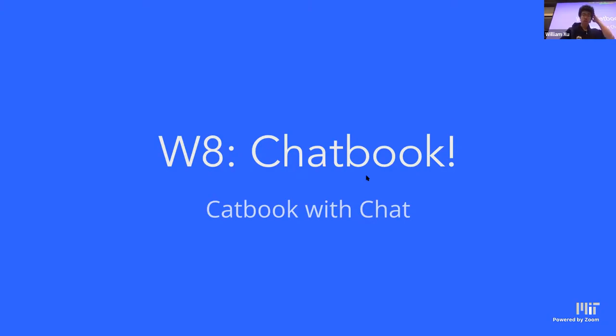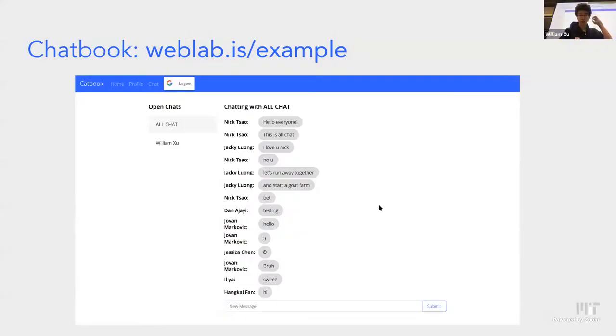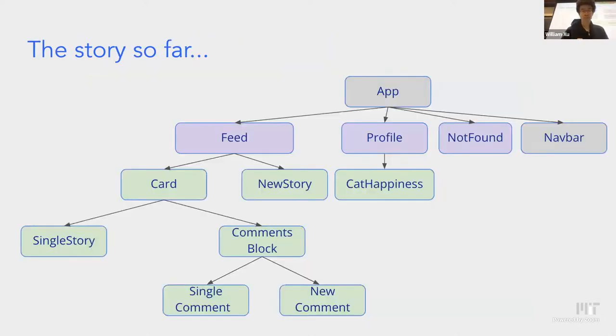So if you go to weblab.is/example, you can actually take a look at the implementation that we have right now. And you can chat with your friends if you like. If you don't have friends, you can also chat with All Chat, which is the global list of all the messages as well. All right, so you can go ahead and take a look at that. We're going to end up building this up from the very bottom up, and let's go over how to do that.